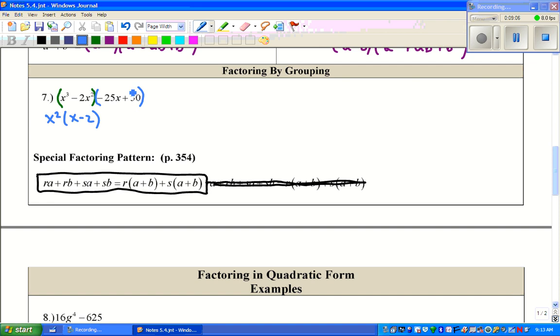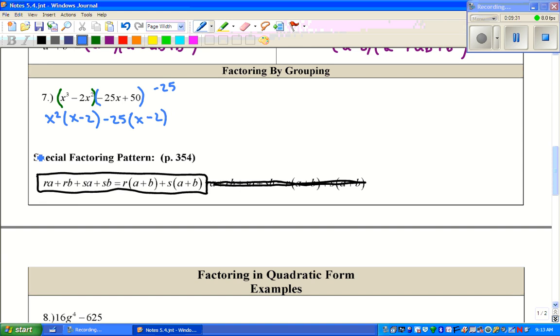Now, with this one, what is the common monomial factor that they have in common? I would say they have a negative 25, because this has a negative 25 in it, and this also has a negative 25 in it. So I'm going to factor out that negative 25. And when I do that, what am I left with right here? Well, I'm left with x, and if you divide this by negative 25, you're left with minus 2.